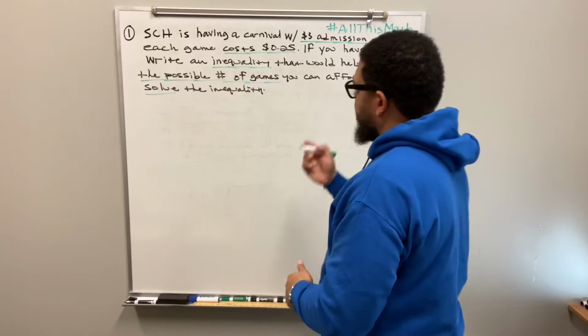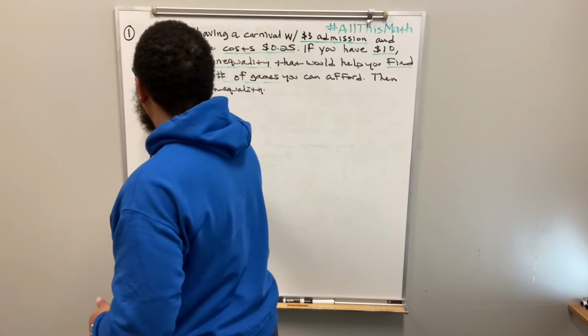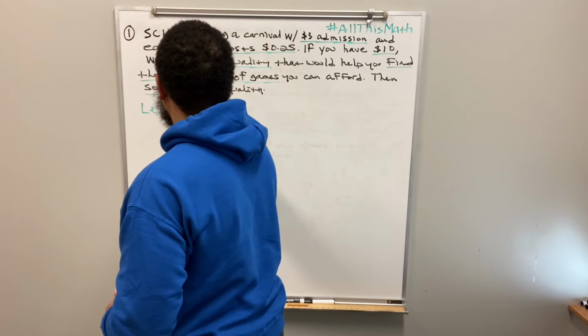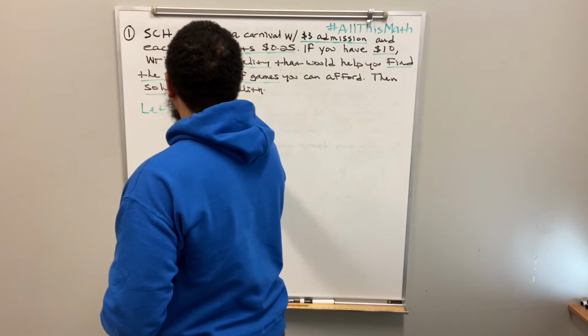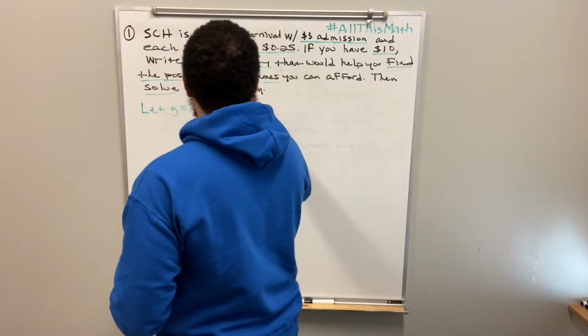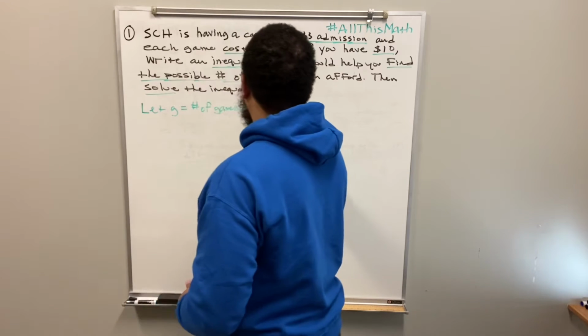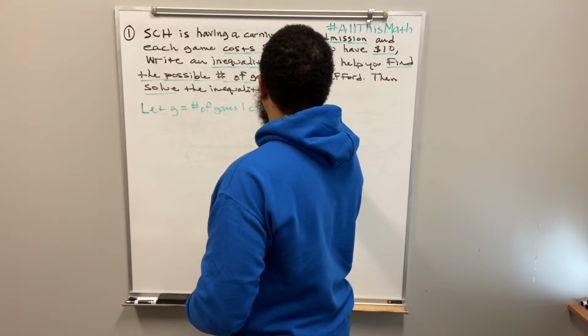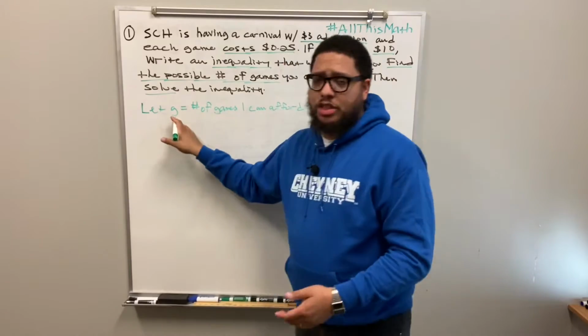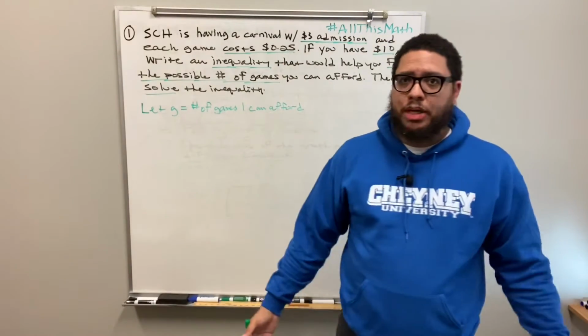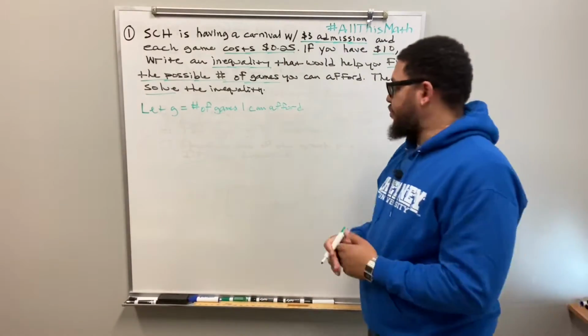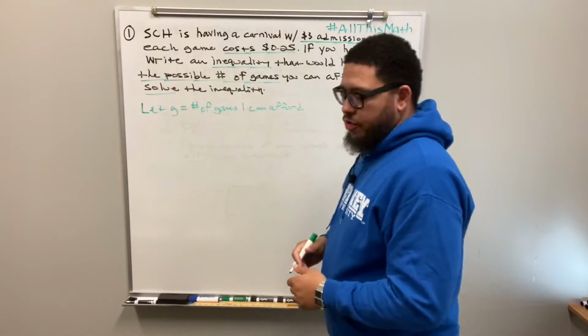All right. So let's say I'm going to let G equal the number of games I can afford. And I just picked G because G is the first letter in the word game. No biggie. You can pick any variable you want, right? So G is the number of games I can afford. Okay?